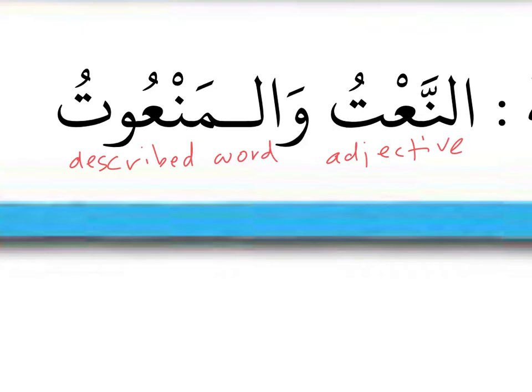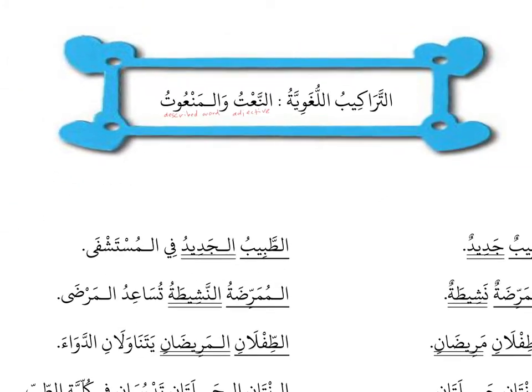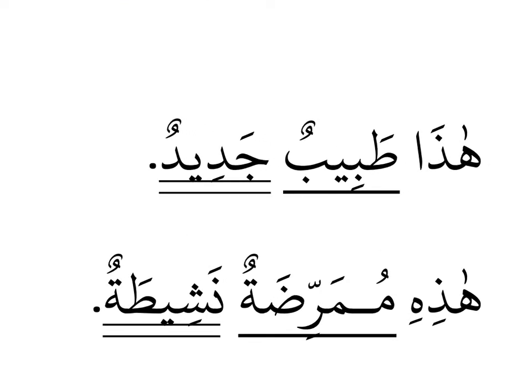So in Arabic, whenever you use an adjective, a na'at, you will have the described word together. So it is a phrase. You have both na'at and also man'ut. Let us look at some examples. We look at the first two examples.